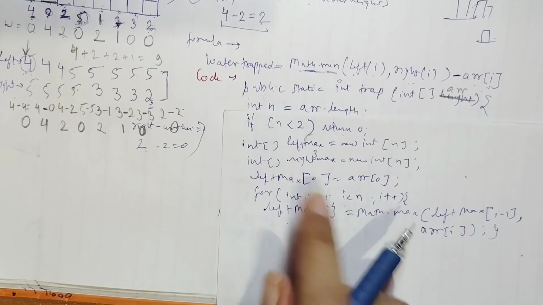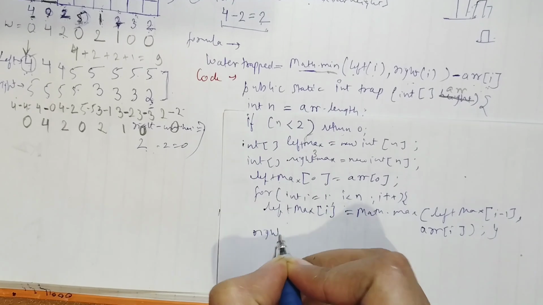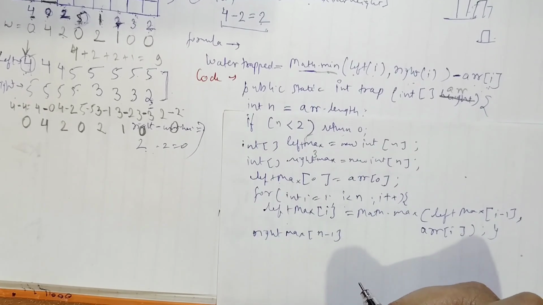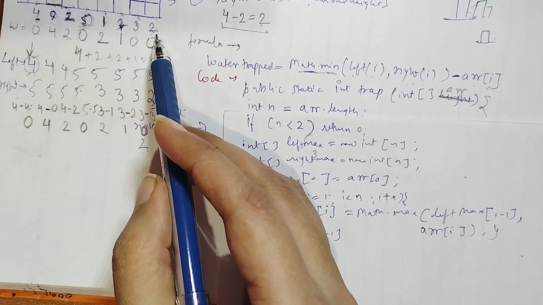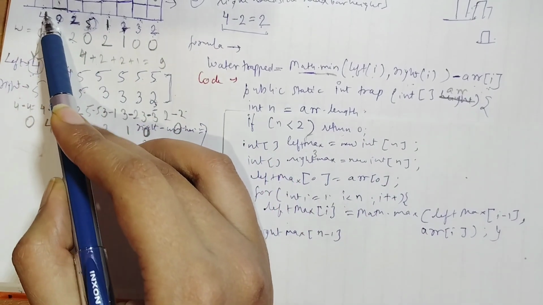Now in a similar way we will initialize the right max value. So right max is n minus 1. n minus 1 means the last index. Right is the last and left is the first index.